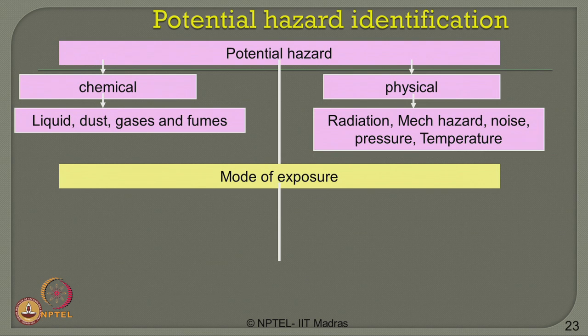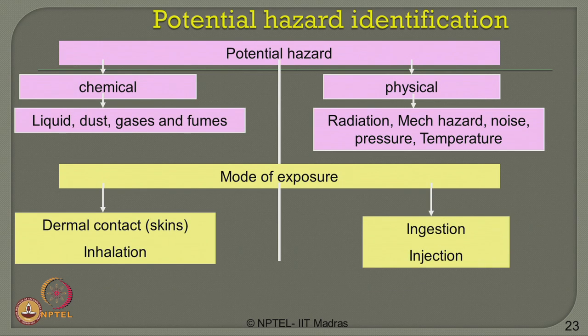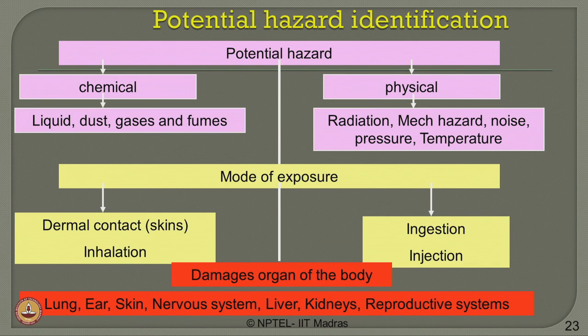Now when you talk about the mode of exposure, it can be dermal contact through skin, it can be inhalation, it can be ingestion, or injection. Now the damages which can result in an organ of the body can be to the lungs, ears, skin, nervous system, liver, kidney and reproductive systems. Now hazard identification is a combination of hazard identification and its consequence of exposure in the human body, as you see in a given system.